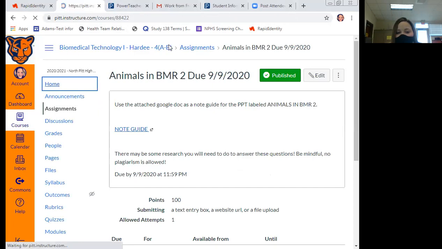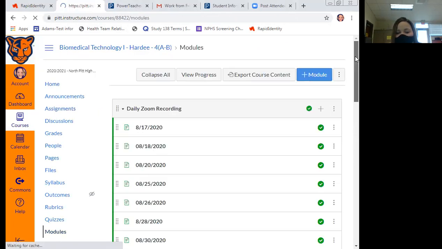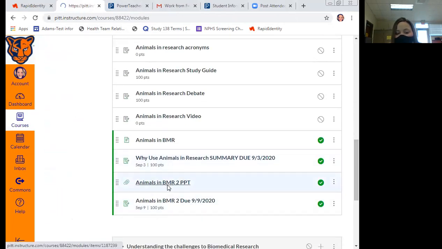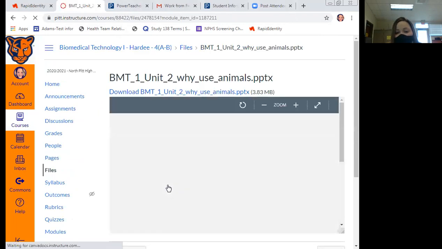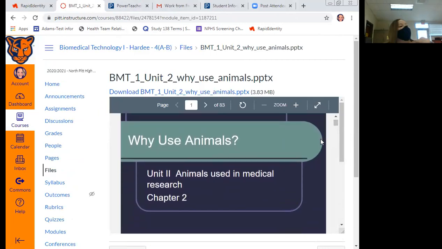So again, navigating through our site, we're going to go back to our modules, back to animals and biomedical research, and just quickly review this PowerPoint. I'm not going to read or teach everything in here because you all know how to read. We all know how to define PETA based on what we give you, but we'll quickly review. So any questions before we get started?